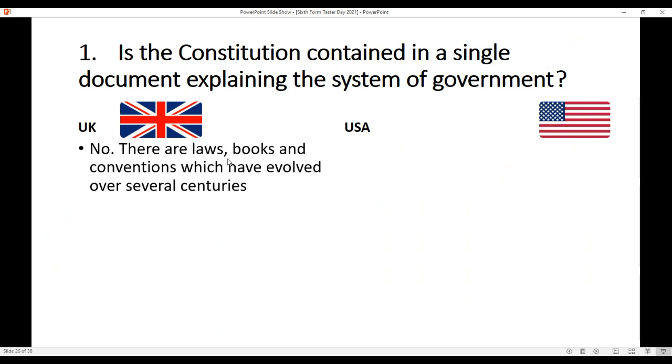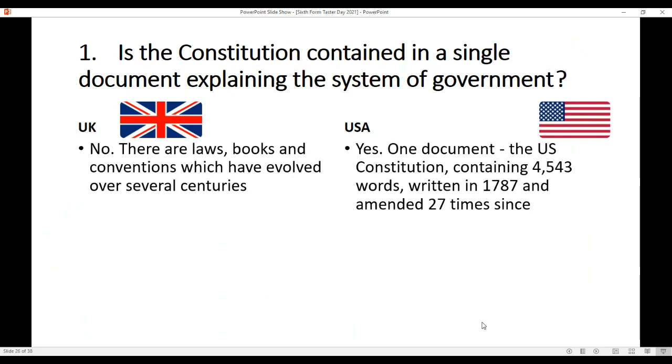Okay, so the answer in the UK is no. The answer in the US, however, is yes. There is one single document, the US Constitution. It's 4,543 words long. It was written in 1787 and it has been amended 27 times since its creation. It fits very nicely at the back of a textbook. It's surprisingly short in many ways.